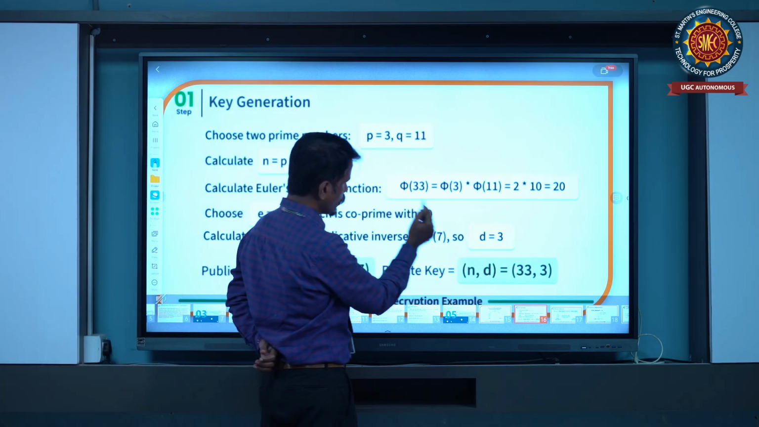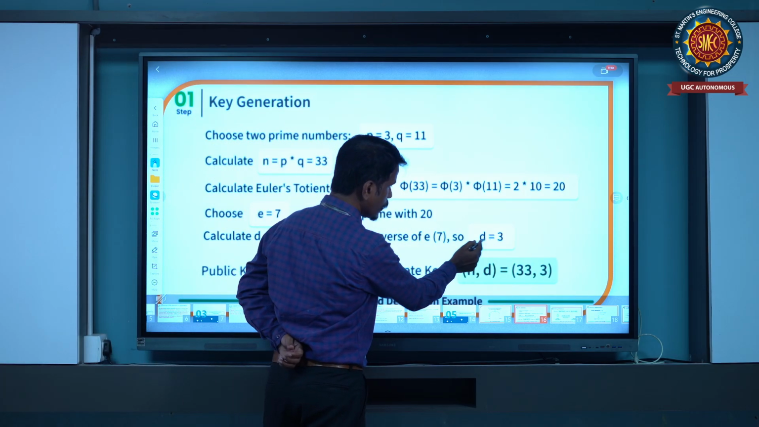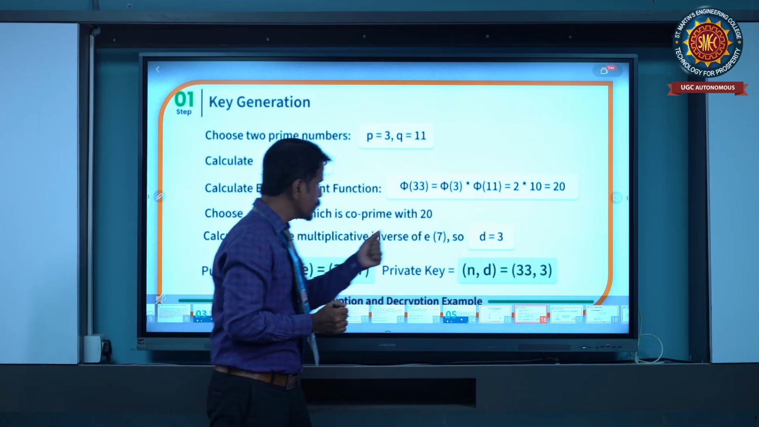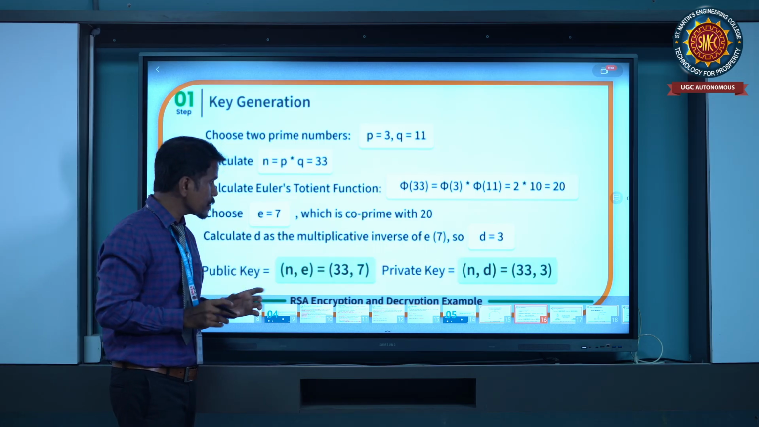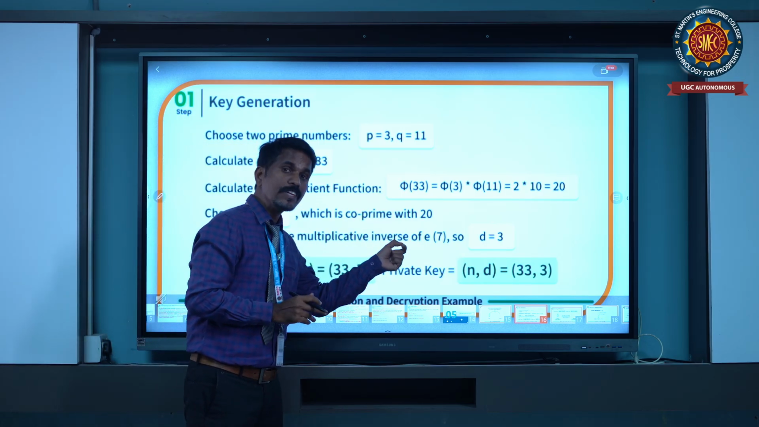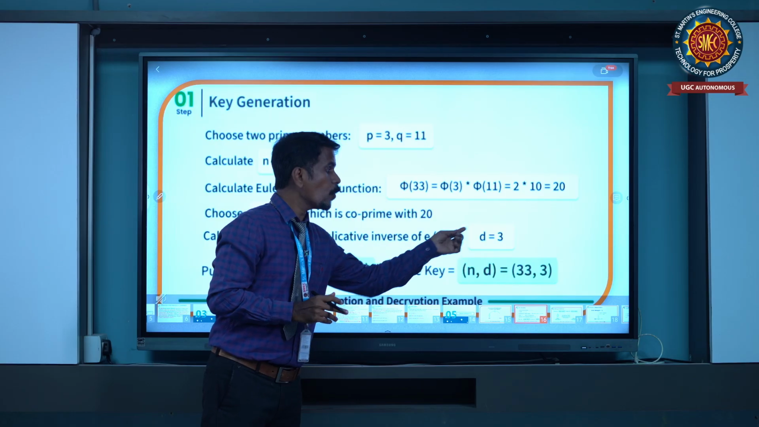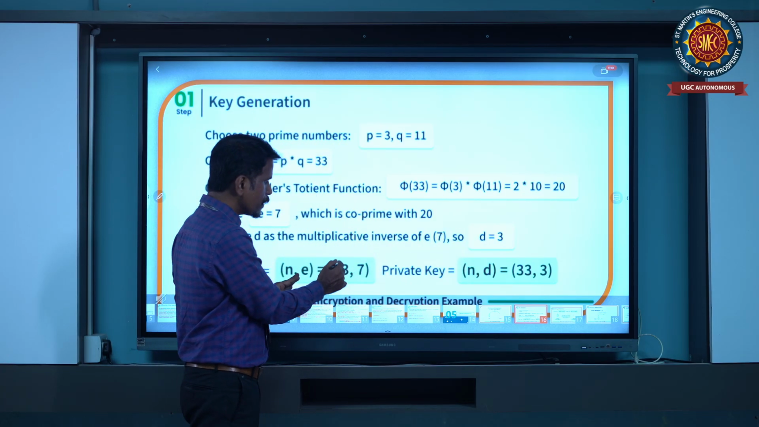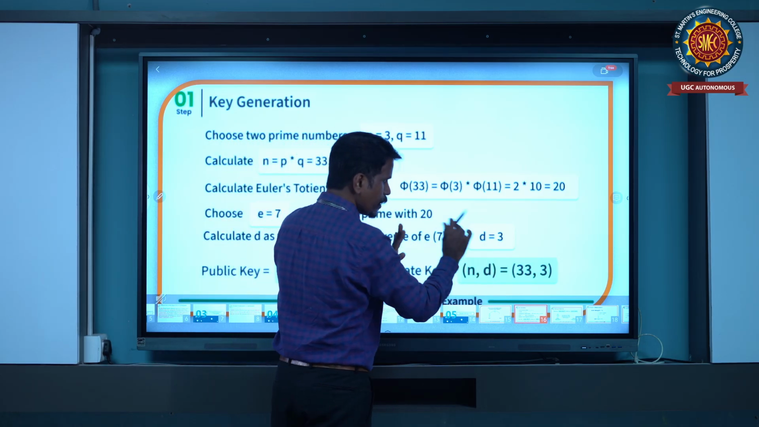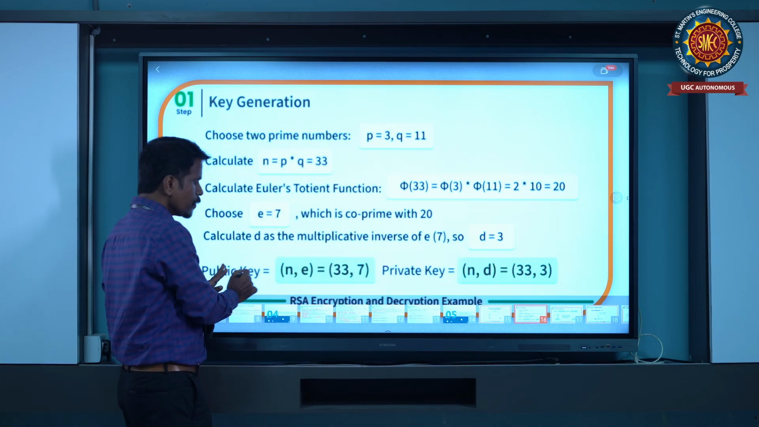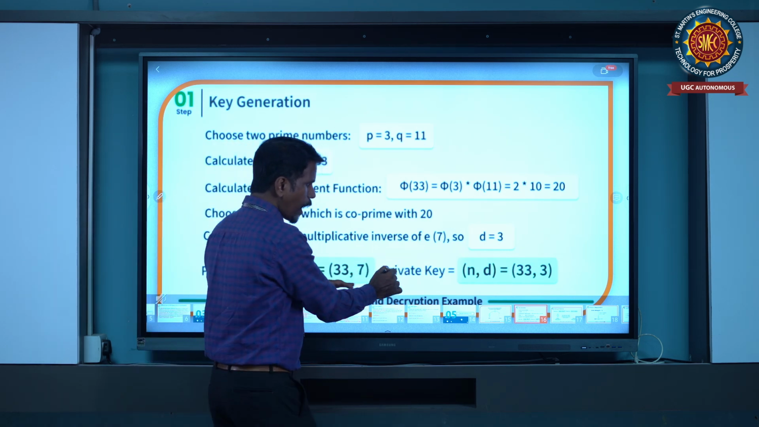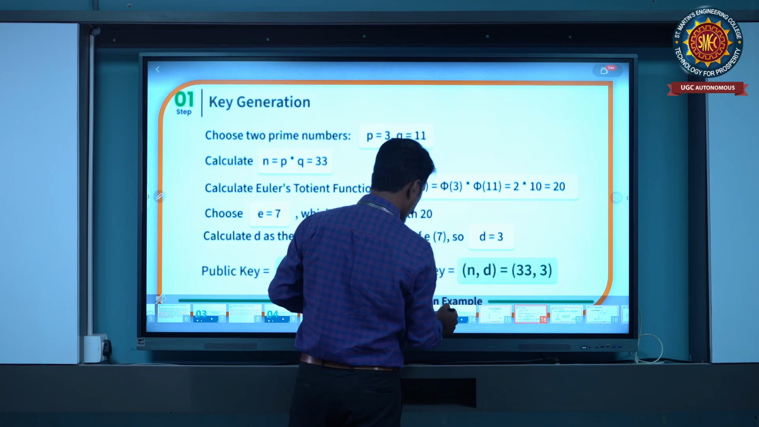Yes, look at this one. Now we have the 3, but here it is not given how to identify the d. However, we need to understand that d is the multiplicative inverse of e, which is 7. So we find the d value. Next we have the public key. How do we generate the public key and the private key? Finally we come to that part. The public key is n and e, 33 and 7, and the private key is 33 and 3.